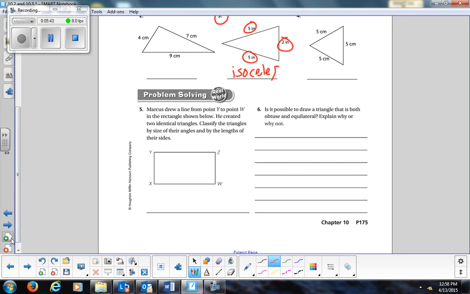All right, Marcus drew a line from point Y to point W in the rectangle shown below. He created 2 identical triangles, this one and this one. Classify the triangles by the size of their angles and by the lengths of their sides. Okay, so let's say that this side is a 3, so this side is a 3 because it's a rectangle, so it'll have the same side. And we'll say this side's a 7 and this side's a 7. And then you can guess what the angle in the middle would be. And you can try number 6 on your own.